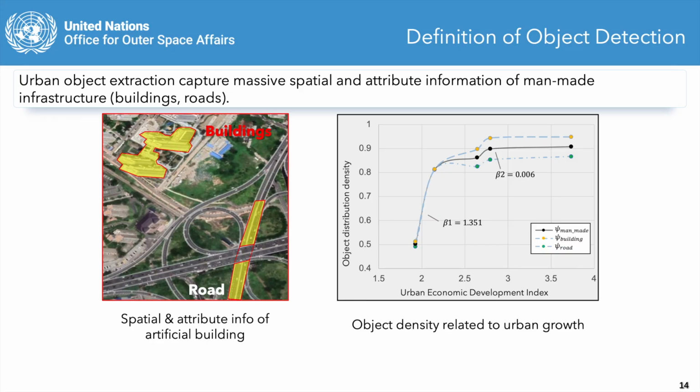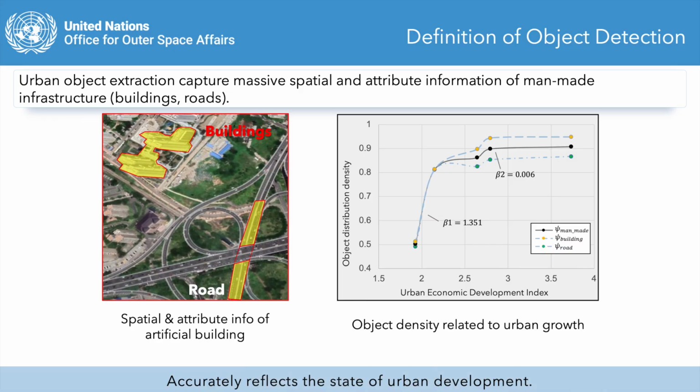Now let us move on to object detection. Object detection refers to identifying and locating specific objects in remote sensing images, such as buildings, roads, vehicles, ships, aircraft, bridges, and other man-made structures. Unlike pixel-level classification, object detection focuses more on individual objects and their spatial distribution.